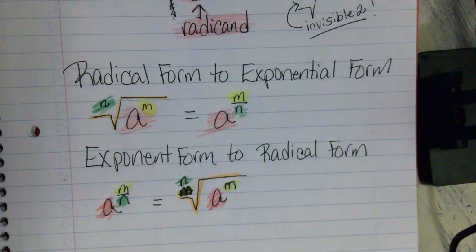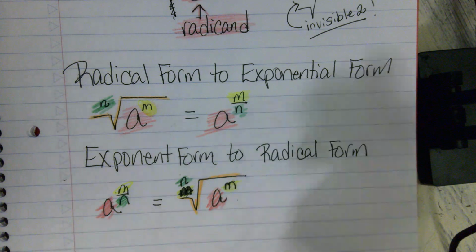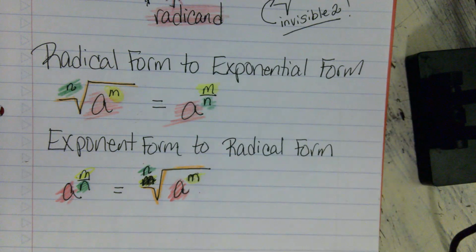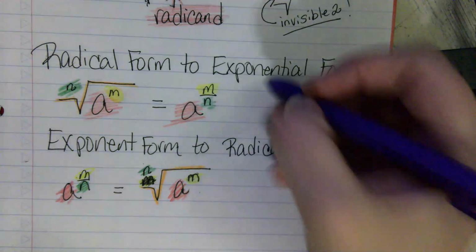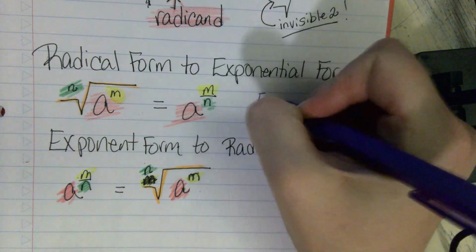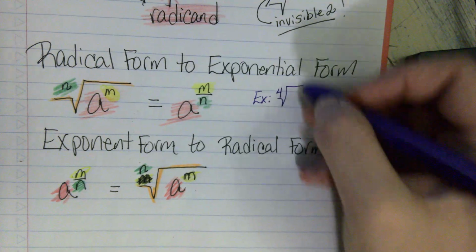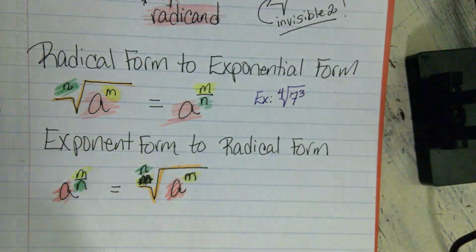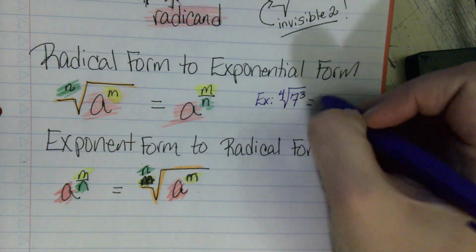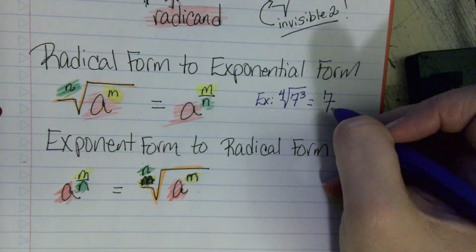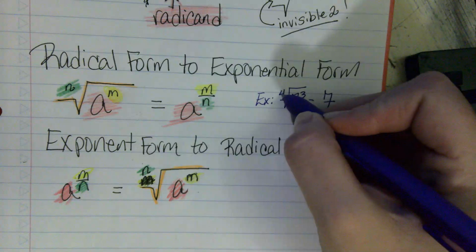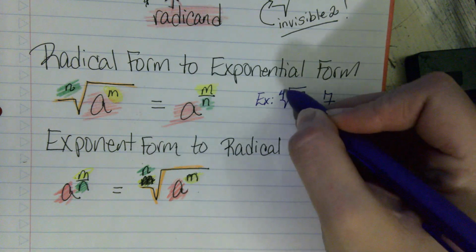Okay, let me show you some examples to clear up the mistake I made there. Let me change colors so they stick out a little more for you. Let's say I have an index of 4 and my radicand is 7 to the 3rd power. So 7 is my base, 7 to the 3 over 4 power.